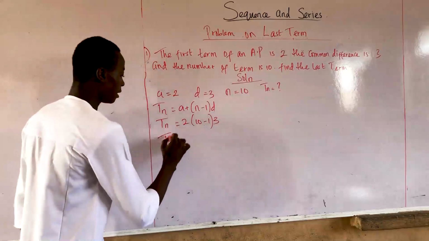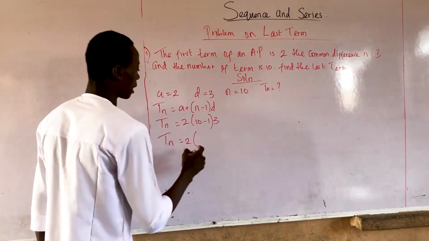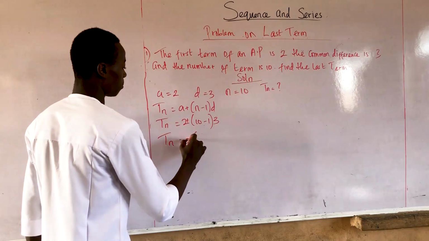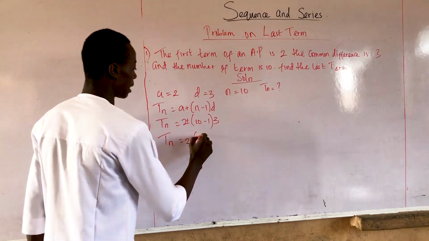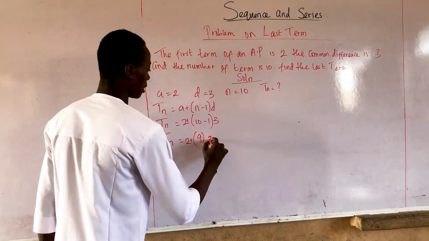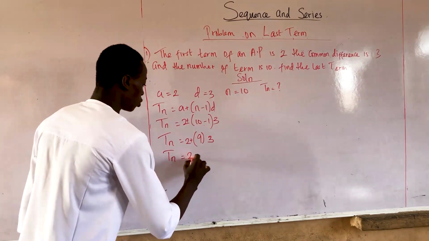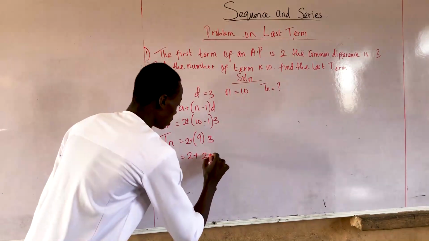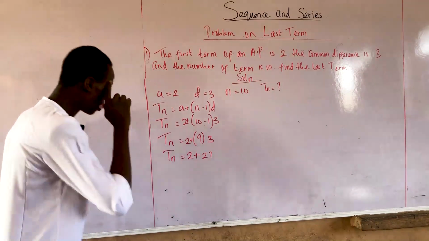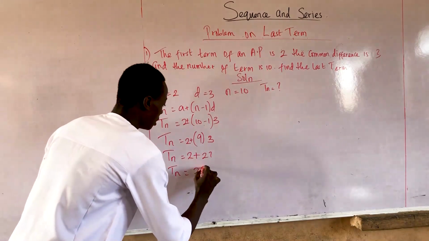From here, we have Tn equals 2 plus (10 minus 1) 3. Let us simplify this bracket first. 10 minus 1 is 9, right? So Tn equals 2 plus 9 times 3, which is 27. So Tn equals 27 plus 2, which is 29.